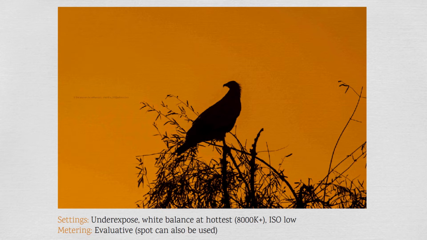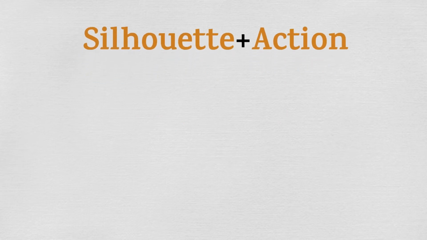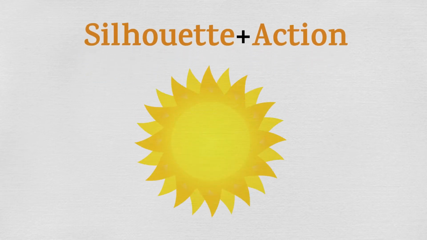And since your ISO is low, you will see very little noise on this. The evaluative metering will ensure that the camera reads light from all parts of the frame and thereby render a proper exposure to the picture. We can also combine silhouette with some action, where you can see the birds flying against the sun.